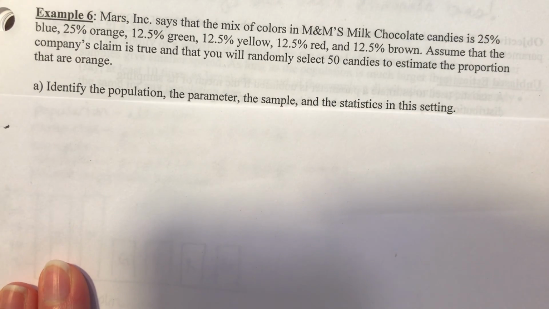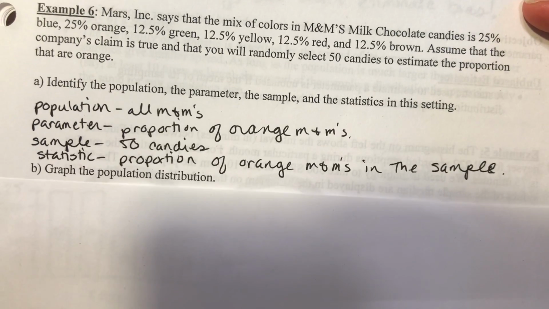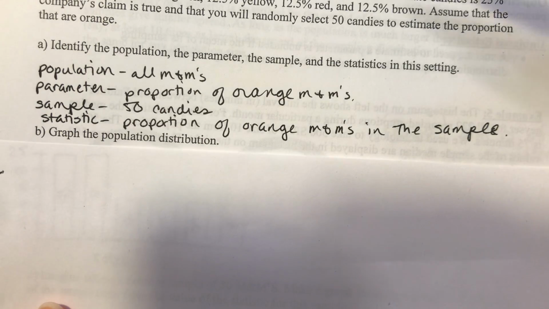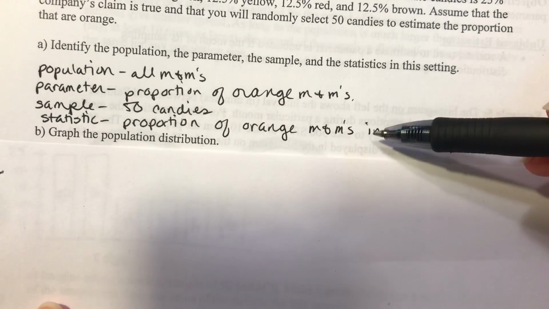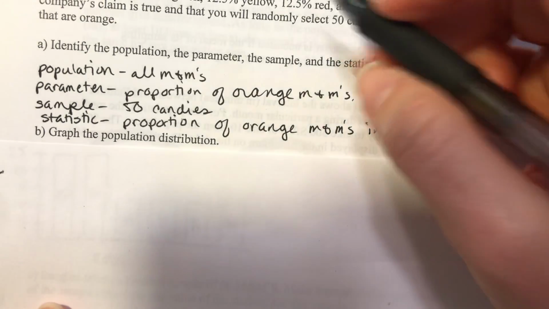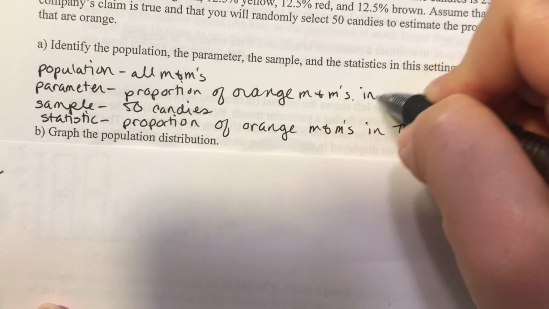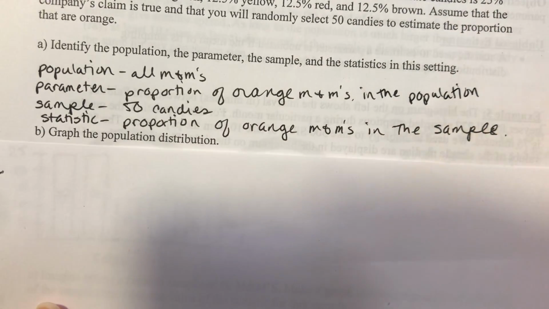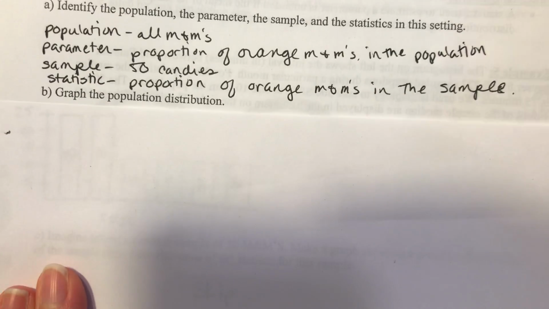So go ahead, try that on your own. Pause, try it on your own. And I came up with these. The population is all M&Ms. Your parameter is your proportion of orange M&Ms in that population. Your sample are the 50 candies you pick, and your statistic is the proportion of orange M&Ms in the sample. Up here, it's the proportion of orange M&Ms in the population. All right, because that's the difference between parameters and statistics.